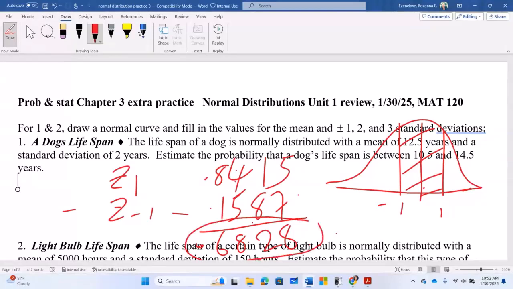Does the chart agree? Yes. Using the chart, the area under the normal curve within one standard deviation, meaning plus or minus one standard deviation, is 68.28. Using the empirical rule, the area under the normal curve within one standard deviation is approximately 68%. Using my calculator, the area under the normal curve is 68.28.